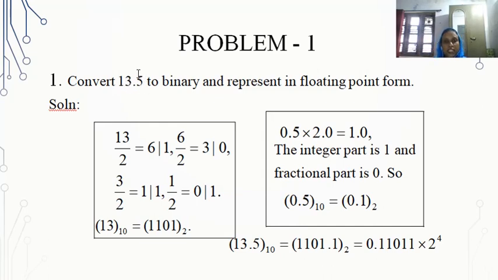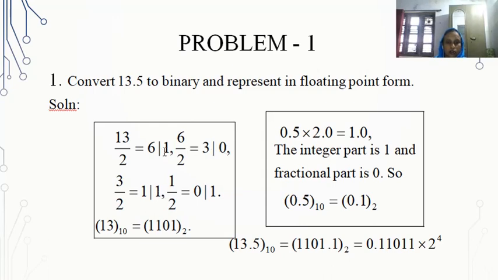But in the case of the fractional part, we have to multiply the fraction part by 2 and take its integer part. Continue this process until the fraction becomes 0 or we get sufficient accuracy. We studied all this in our previous lecture. Okay, so if you convert 13 to binary, you get 1101.